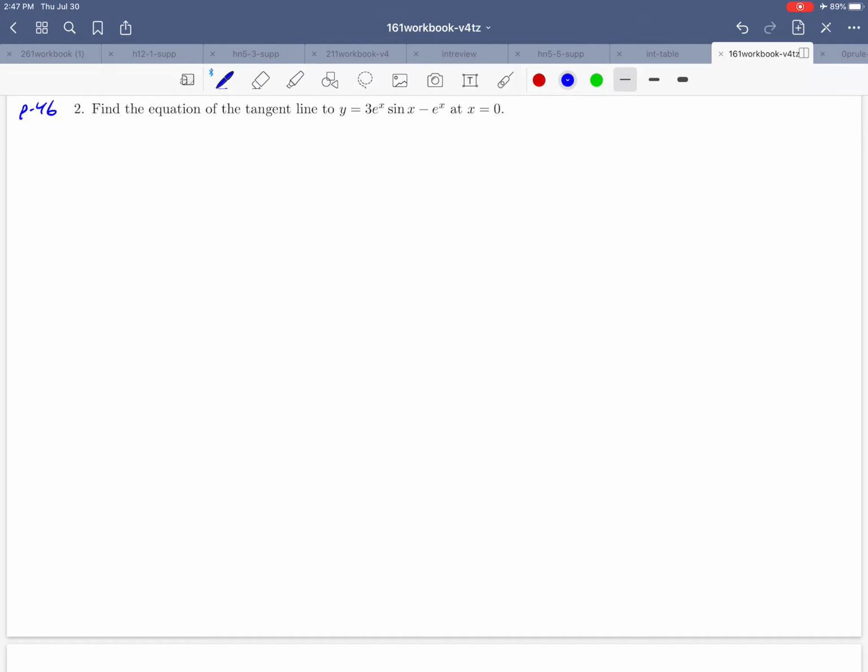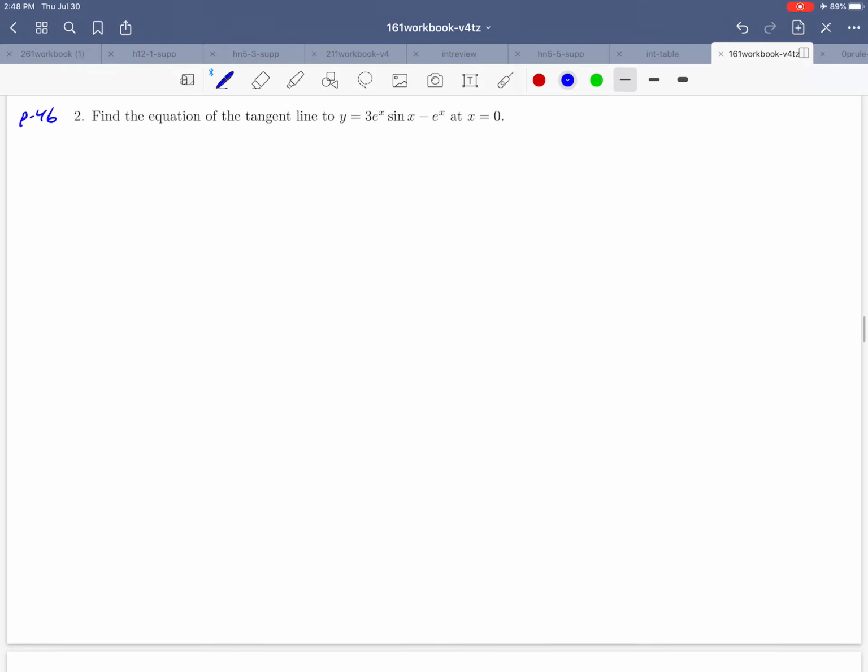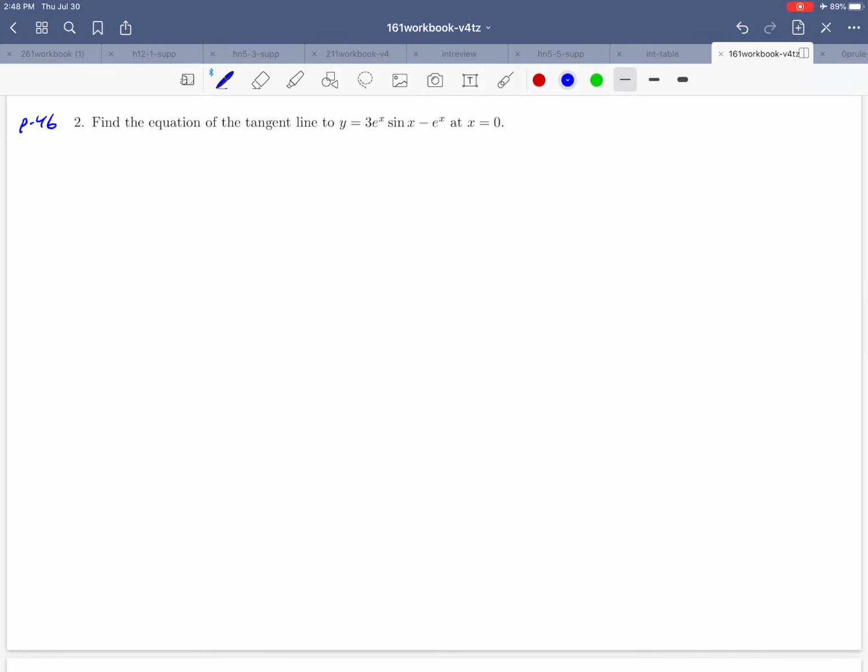Okay, now this is a type of problem that we have seen before. We know how to find the equation of a tangent line. What's maybe different here is that the function is a bit more complicated than what we're used to. So let's remind ourselves of what's involved in finding just any line. If you want to find the equation of a line, the two key things that you need are a slope and a point on the line.